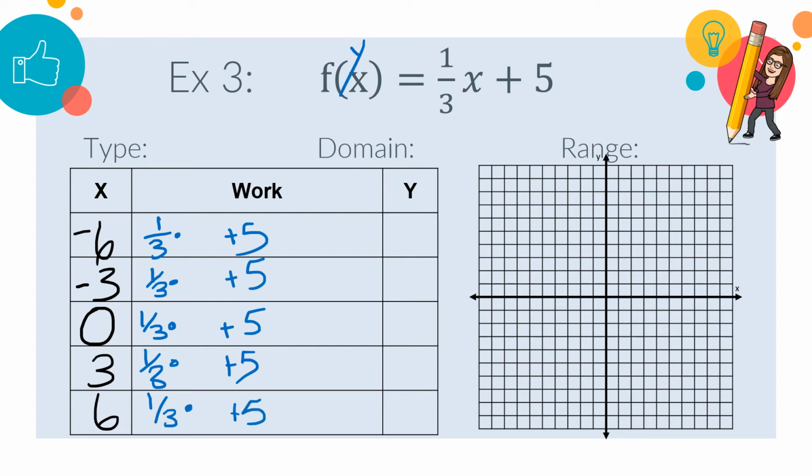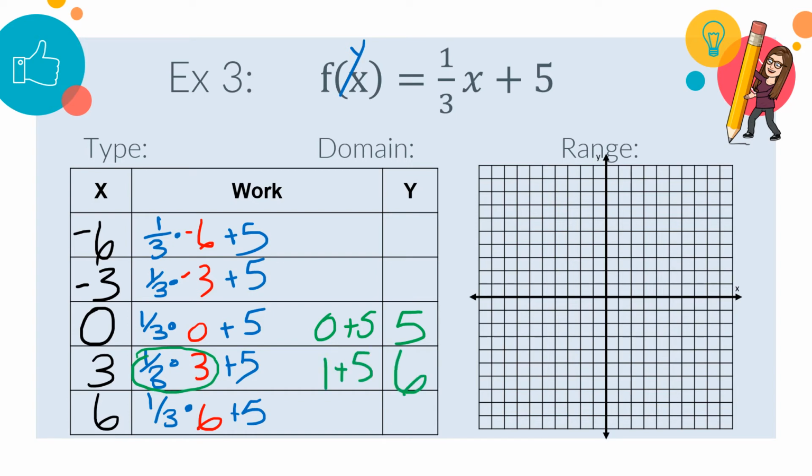I'm going to substitute in my x values, -6, -3, 0, 3, 6. Now, I'm going to start with the 0. You guys don't have to go top to bottom or bottom to top. I'm going to start in the middle because 1/3 times 0 is 0 plus 5 is 5. Right? Now I have a number to go off of and make sure my pattern works. Next, I'm going to go down. 1/3 times 3 is 1.